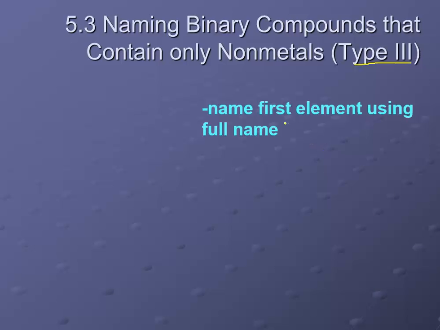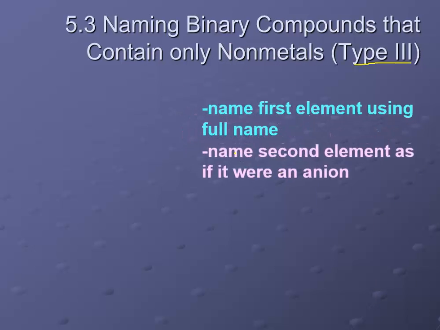The first thing you do when you name the compound is you name the first element using the full name from the periodic table. And then you name the second element as if it were an anion. Now it is not an anion, but the name is the same. So in other words, these are going to end in ide. These are going to end with ide, just like our anions did. Okay, and you'll see what I mean by that in a minute.